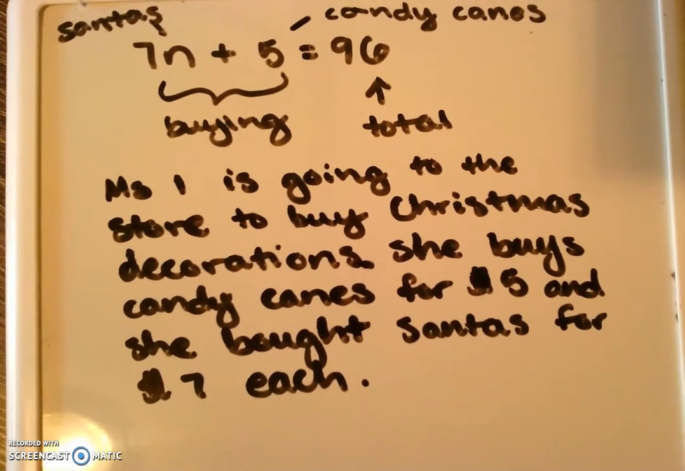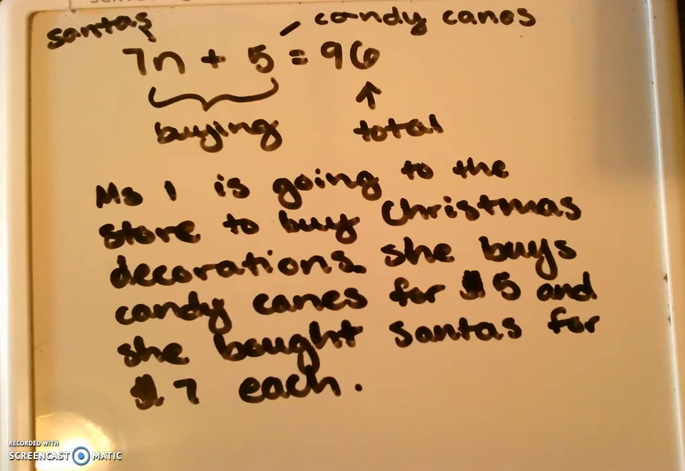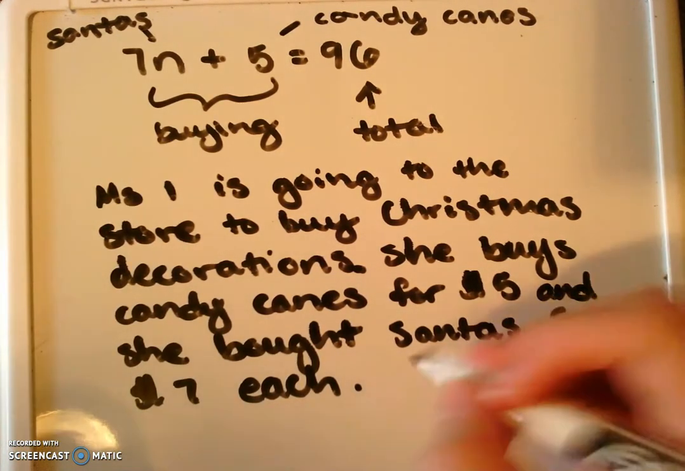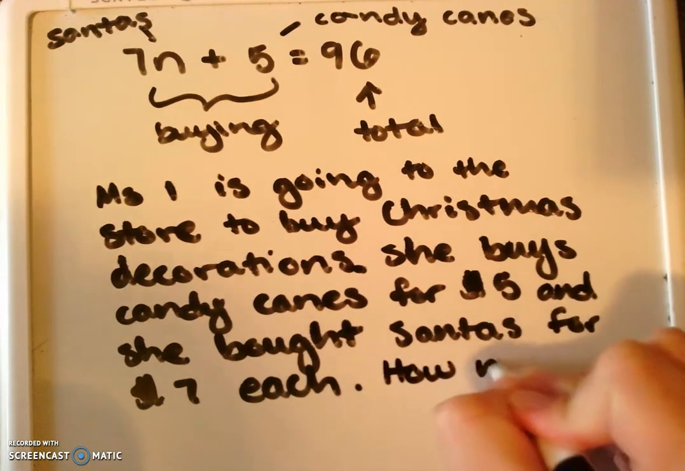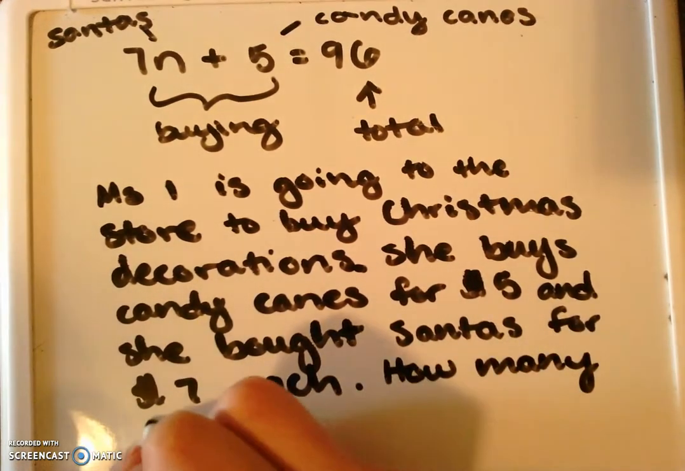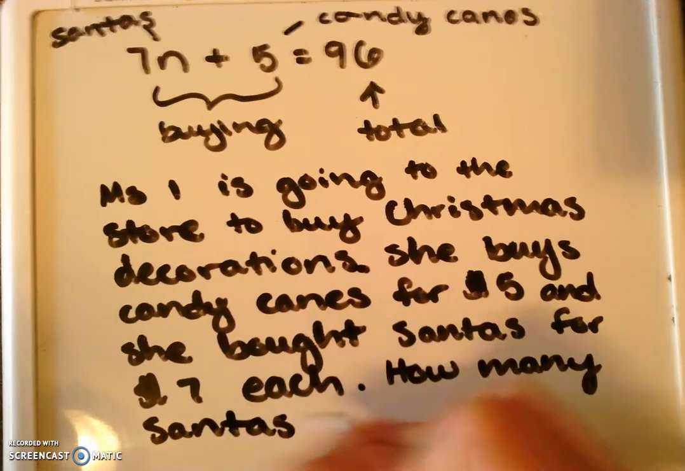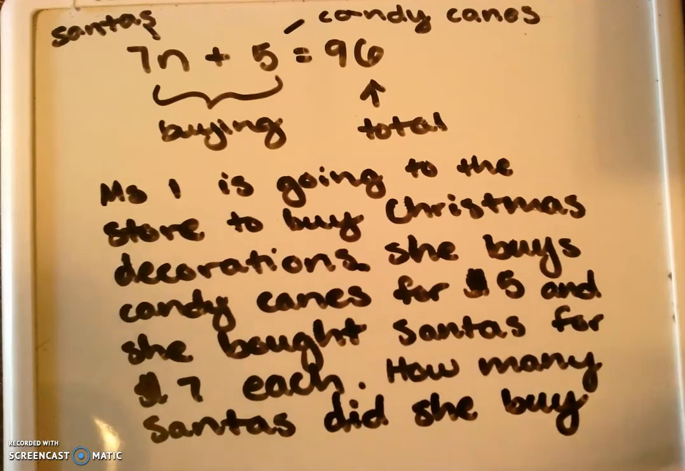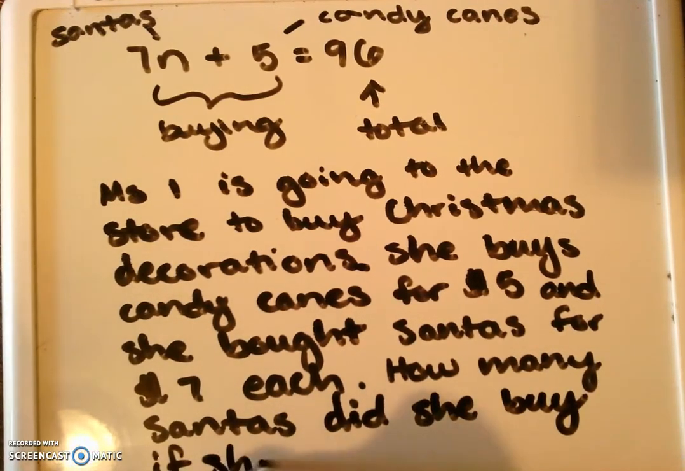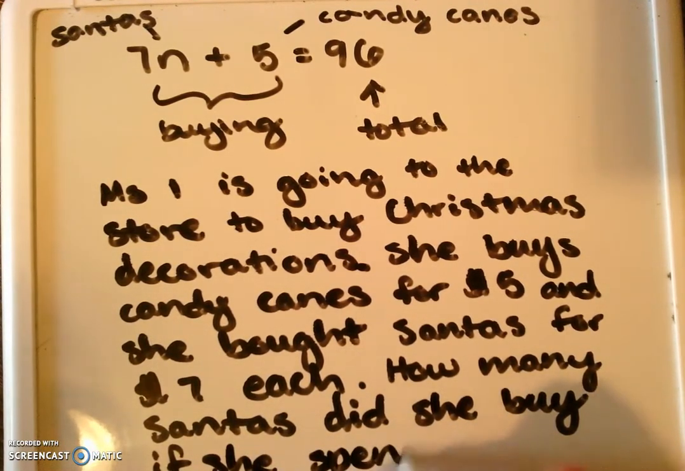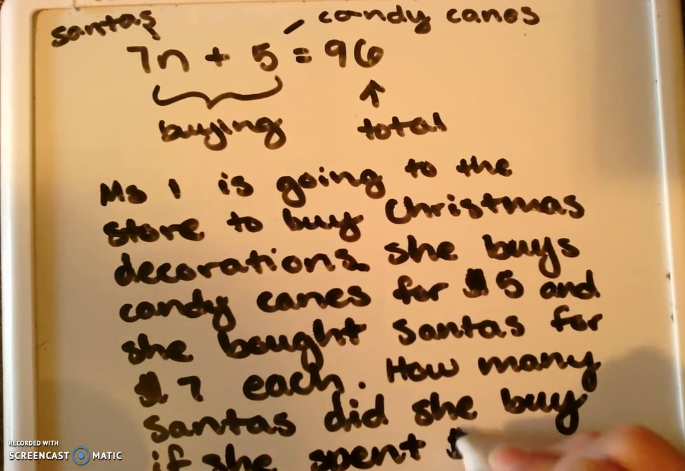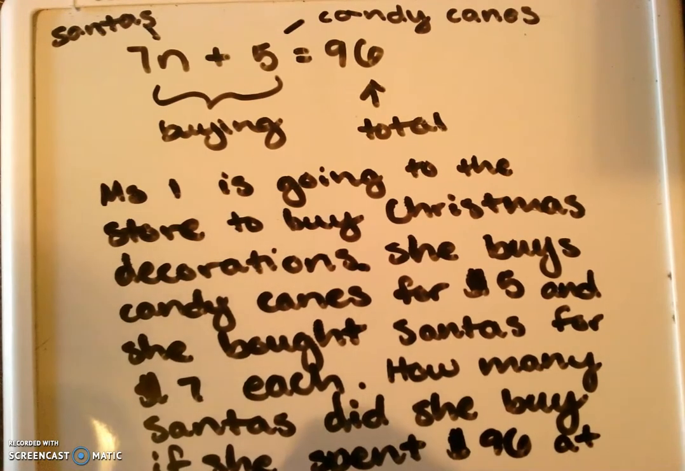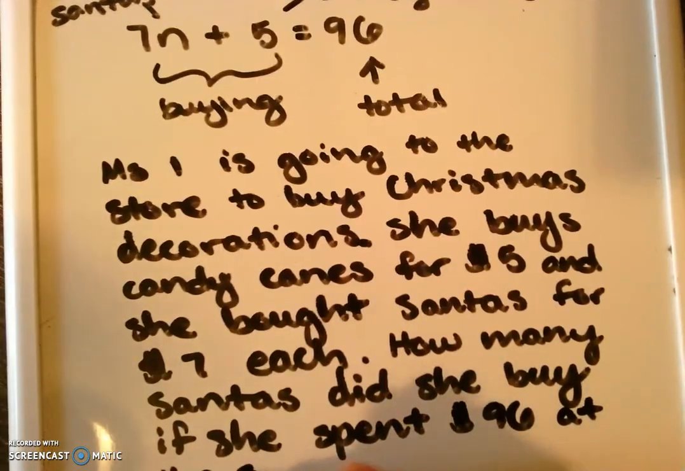Then I need to figure out what I'm actually trying to find. So if I have n and it's $7 each, my question is how many Santas did she buy if she spent, and now I need my total, so she spent $96 at the store.